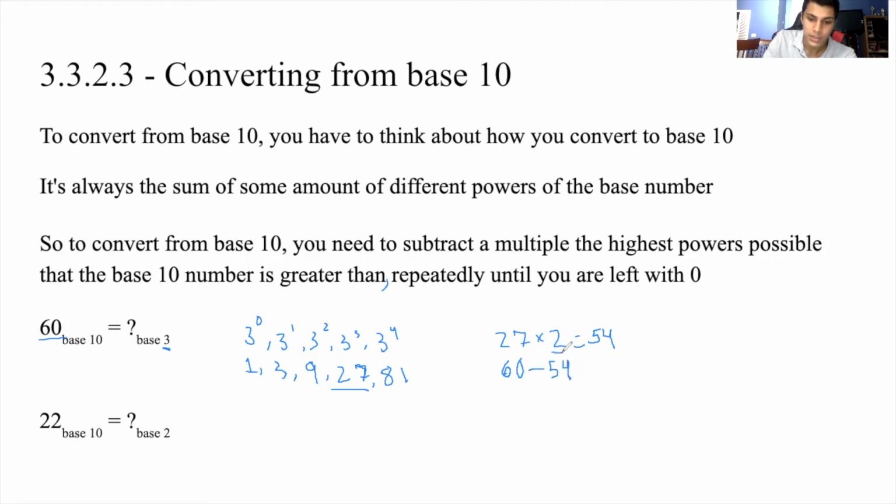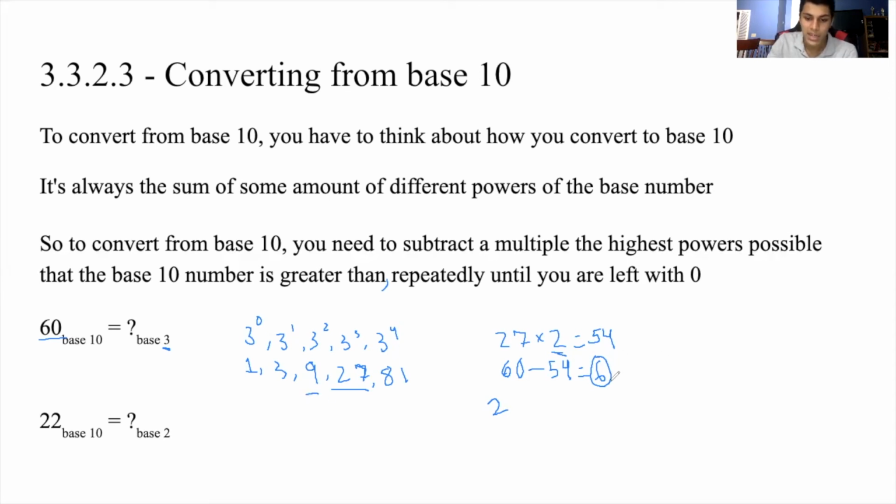And since we did 2 times, this is where it gets confusing. Since it goes into it 2 times, your base 3 number is going to start with a 2. Okay, so now our remaining number is 6. Let's look at our next highest power of 3, because 27 doesn't go into 6 anymore, obviously. We had 27 go into 60 the maximum amount of times. So now we have to move down to our next highest power of 3.